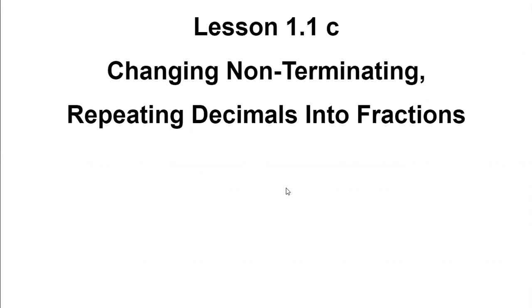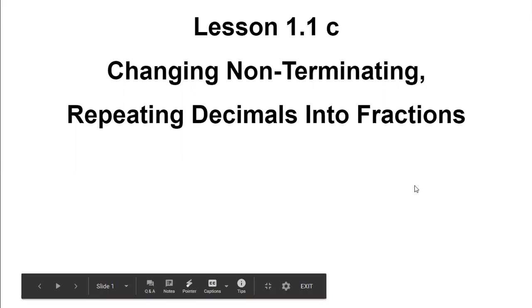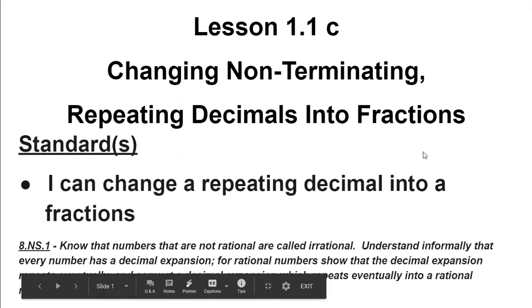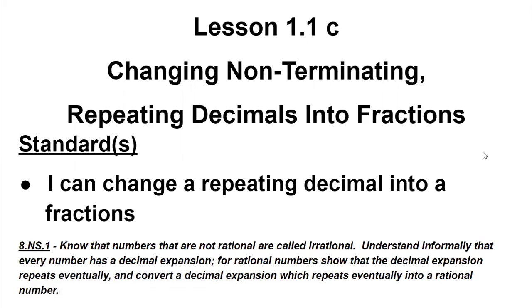So remember what I told you in the last lesson. A rational number is always able to be written as a fraction, and repeating decimals can be written as fractions. So that's what we're going to be learning today. All of the numbers we're working with are rational numbers today. So you're going to be able to say, I can change a repeating decimal into a fraction.